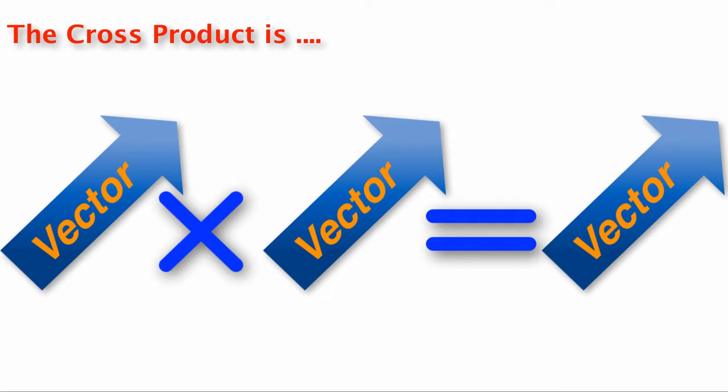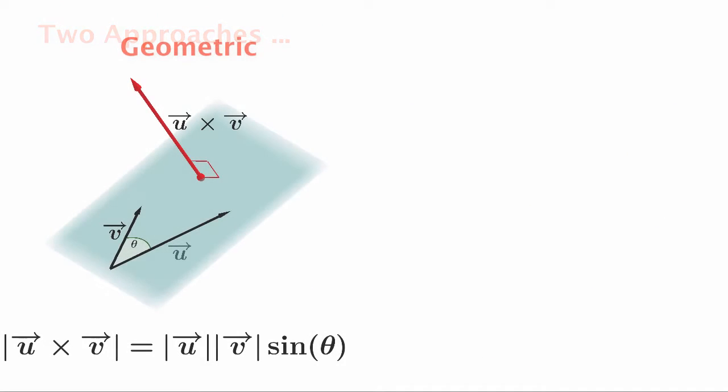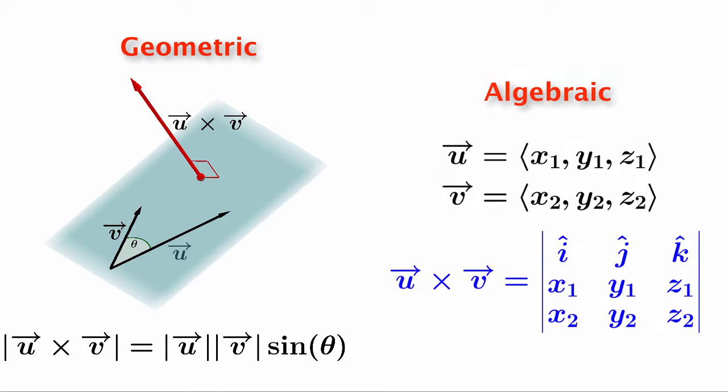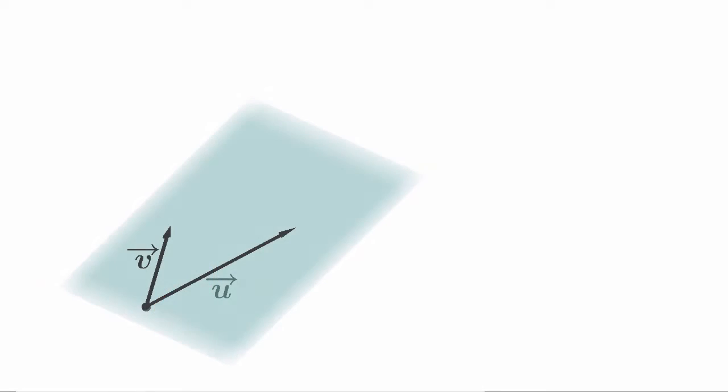For this reason, the cross product is also called the vector product. There are two approaches for computing cross product, geometric and algebraic. To perform the cross product by the geometric approach, we bring the two vectors into one initial point and measure the smallest angle between them.